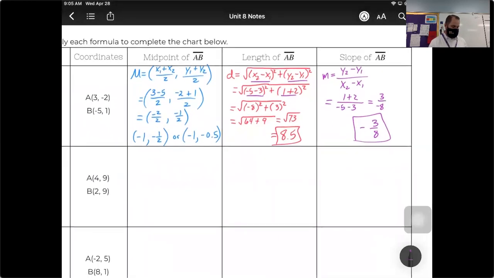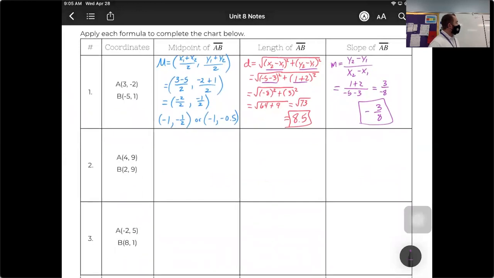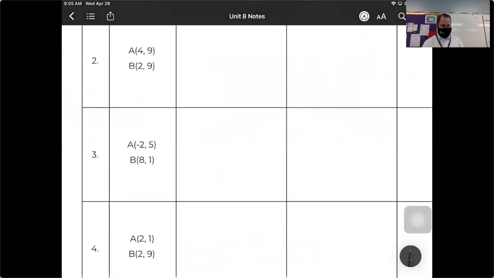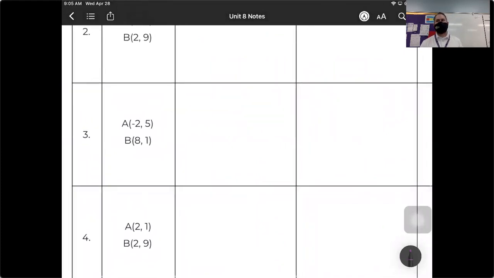Here's what I want us to do. Number 2, this next row, we're actually going to hold off on that one. I'll do that one with you in a second, but I want you to skip down to number 3, and I want you to try number 3 on your own. Okay, I'll pause the video for those that are watching the video here, but I want you to try number 3 on your own, and then we'll check those answers.